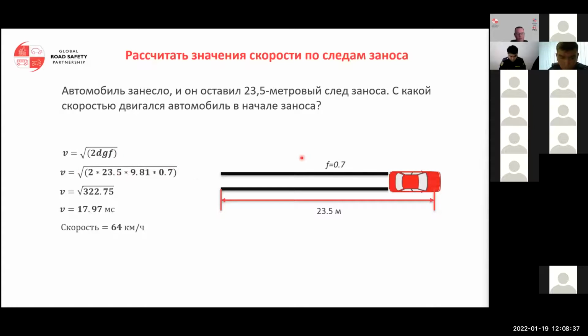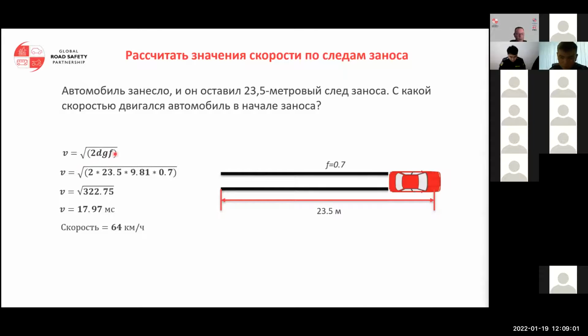What do we need to know? We need to know D, the distance, the length of the skid. We are told that it is 23.5 meters. We need to know gravity. That's always 9.81. So we know that. And we need to know the drag factor. And in this case here, we're told the drag factor is 0.7.